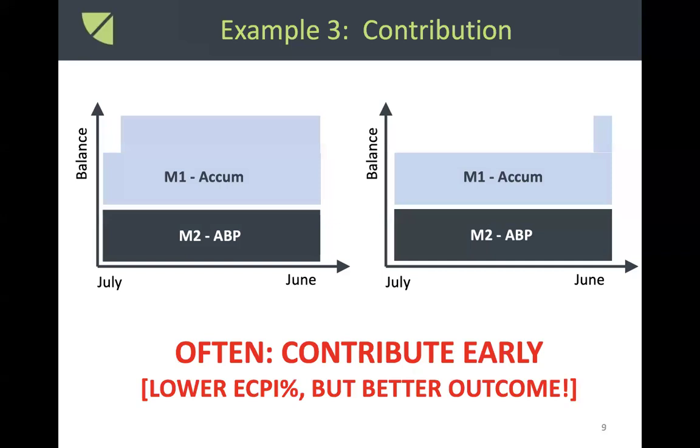So as I said there, quite often you will be better off contributing early in the year. You get a lower ECPI percentage on your certificate, but probably a better overall financial outcome. That was a little bit of a trick question. So thank you to everybody that responded. And for those of you that did say contribute late, you're in good company because there's plenty of other representatives of actuarial businesses out there that would agree with you.